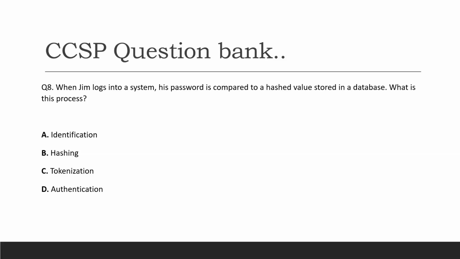Yeah. And when she logs into the system, her password is compared to the hashed value stored in the database. What is the process? It's authentication. D. करेक्ट, क्योंकि पासवर्ड है जो समथिंग यू नो. पासवर्ड कंपेयर होता तो ऑथेंटिकेशन. यदि यूजर नेम कंपेयर होता, if John logs in the system, his username is compared to the value in the database, तब वो आइडेंटिफिकेशन होता. ओके, हैशिंग और ऑथेंटिकेशन, वो टोकनाइजेशन देखा ही नहीं हमने. ठीक है, नेक्स्ट चलते हैं.